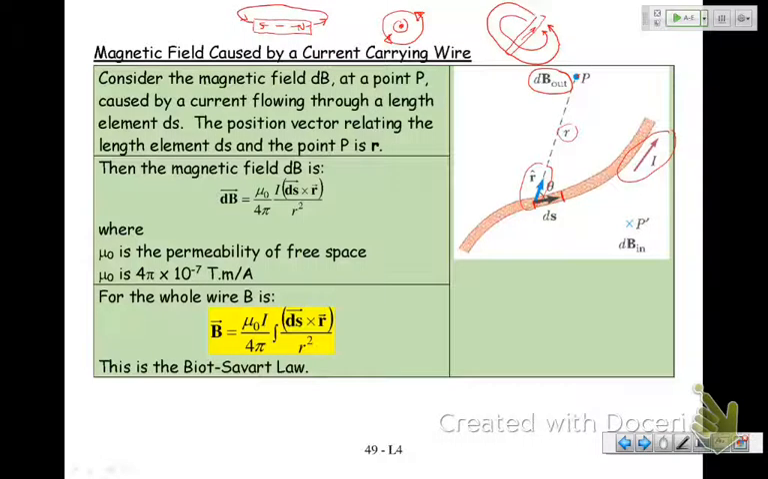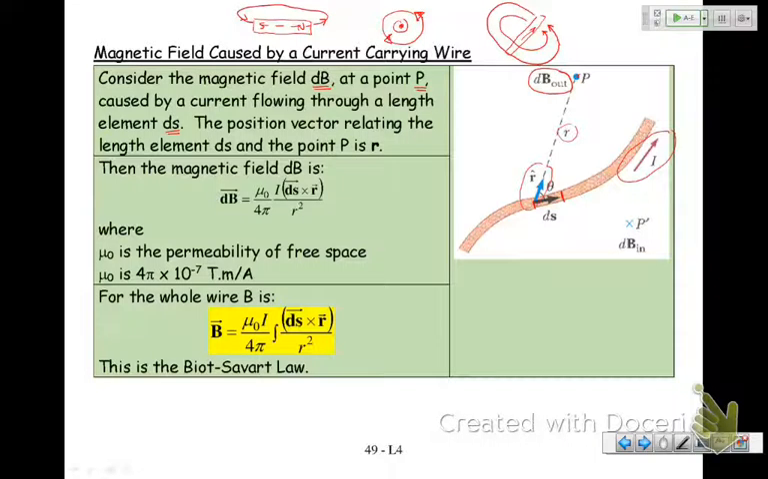And what I'm going to say is, consider the magnetic field, little delta B, at a point P, caused by the current flowing through a length of wire element ds.